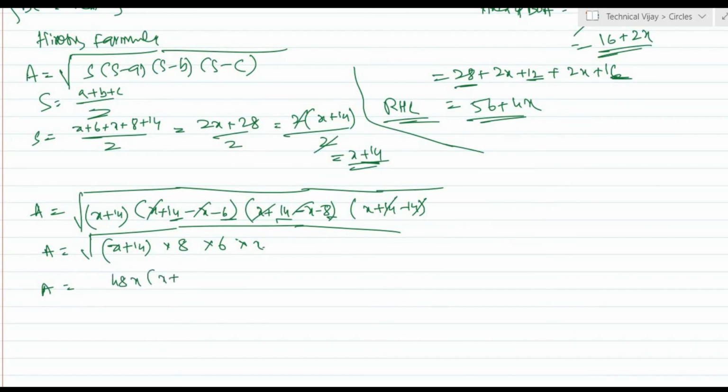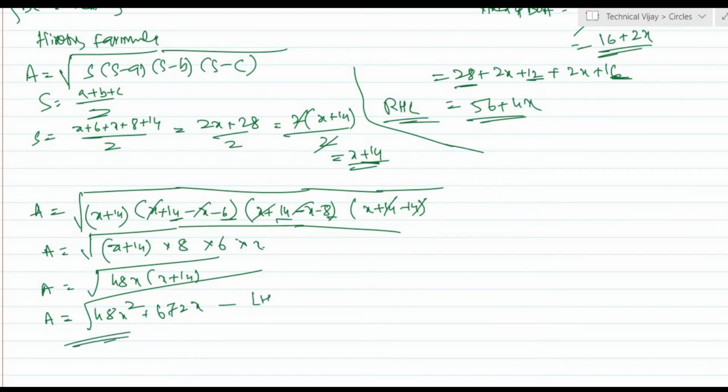So now area is equal to 8 sixes are 48x into x plus 14. So area is equal to the square root of 48x square plus 14 into 48, which is 672x. Let this area be the LHS. Now equate LHS with RHS. That is square root of 48x square plus 672x is equal to 4x plus 56.